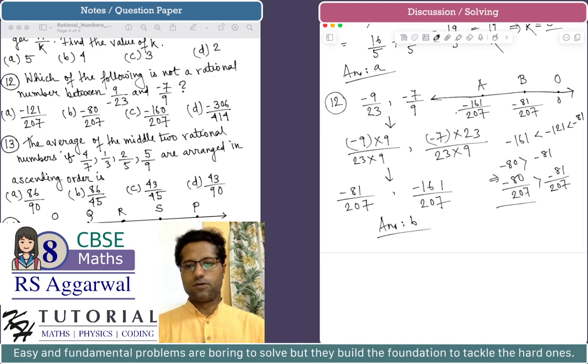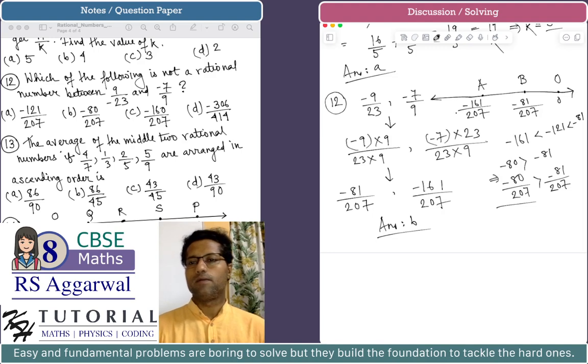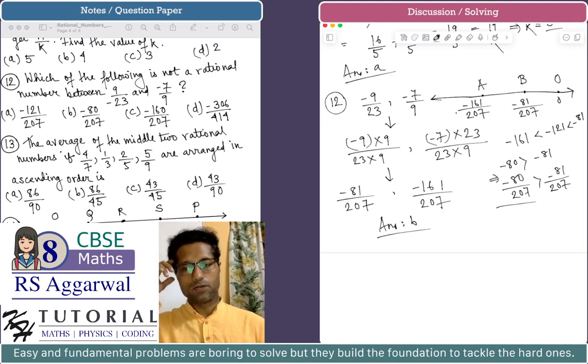You can also check the other two choices. C is minus 160 by 207, and minus 160 lies between minus 161 and minus 81. So definitely it also lies between A and B.